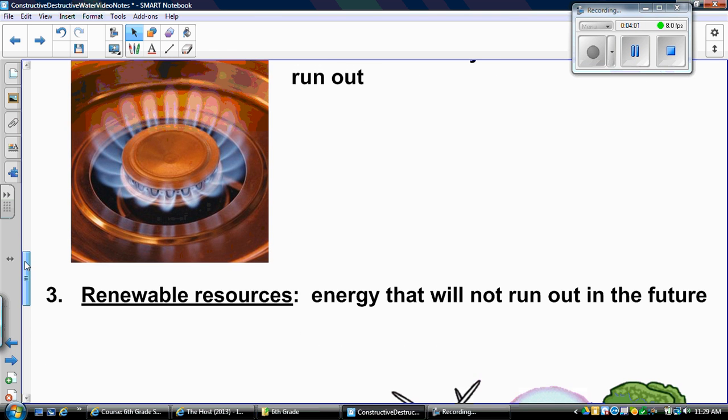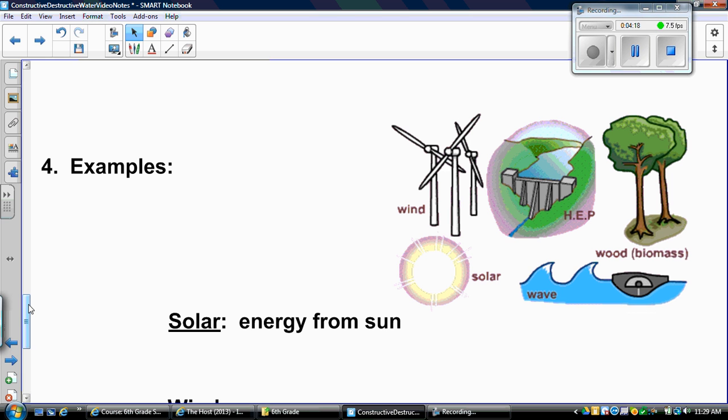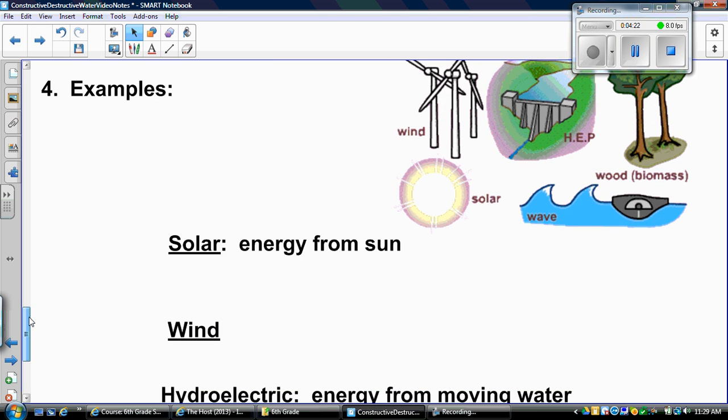Okay, so now let's talk about renewable resources. This is the energy that we will not run out of in the future. So renewable resources are the resources that we want to make sure we start using a lot of because we're not going to run out of these. So some examples. Solar is energy from the sun. Wind, obviously, it's energy from wind.